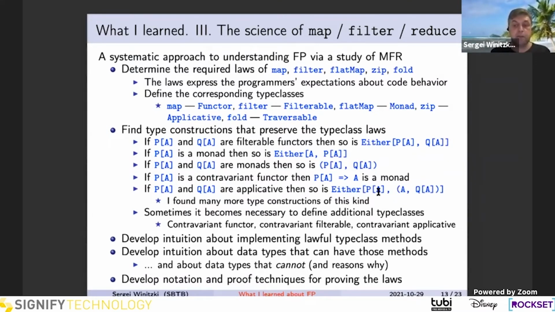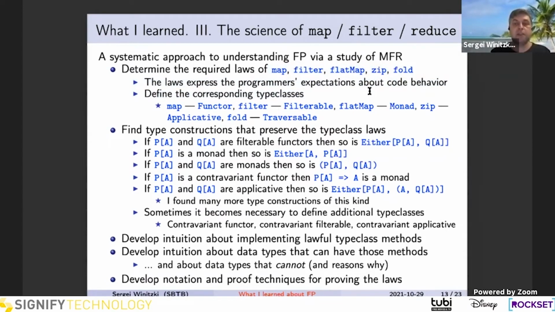Now, it's not just a pair of P and Q. That's not true. It is not necessarily applicative, but this does work. So I found many more constructions of this sort, and sometimes when I found what type constructions are necessary, I had to define new type classes, such as contravariant functor or contravariant filterable, contravariant applicative, necessary to find out what are the possible data types that have these properties. And that is my system, essentially, in one slide.